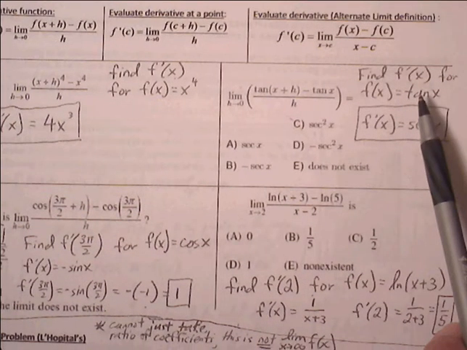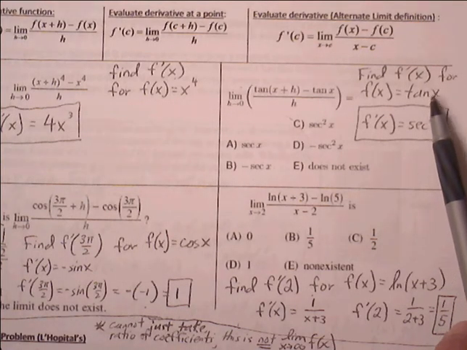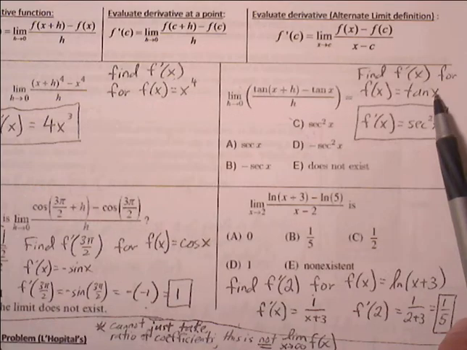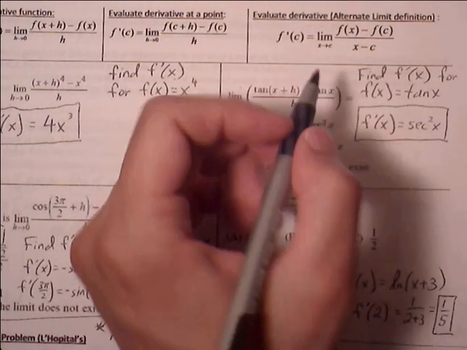If we think about what the derivative of tangent of x is, we know from our trig rules for derivatives that the derivative of tangent of x becomes secant squared of x. So therefore, answer choice C.